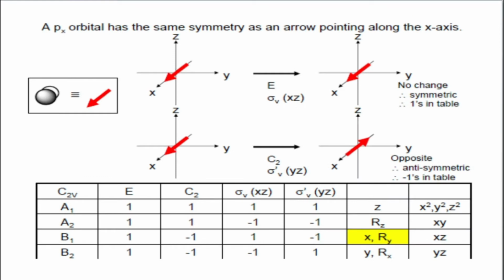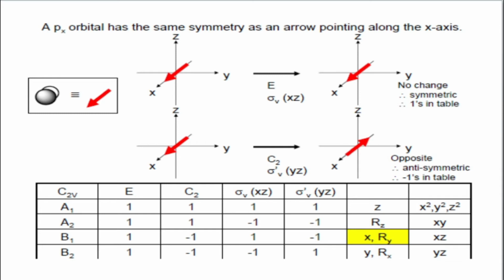Now let me consider another orbital, say the Px orbital. The positive lobe is pointing towards us and the negative lobe is away from us. If we perform identity and sigma xz operation, that's a reflection through a plane passing through the x and z axis, meaning passing through that Px orbital, there will be no change in direction. The positive portion will remain the positive portion. Because of no change, we can say it is symmetric.